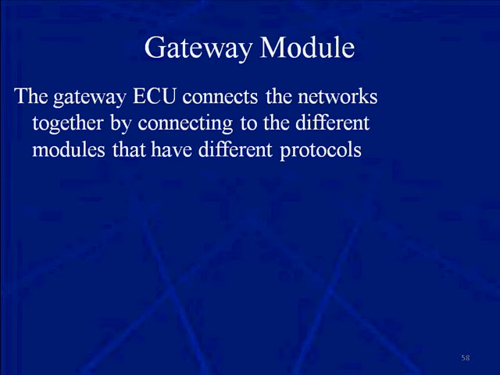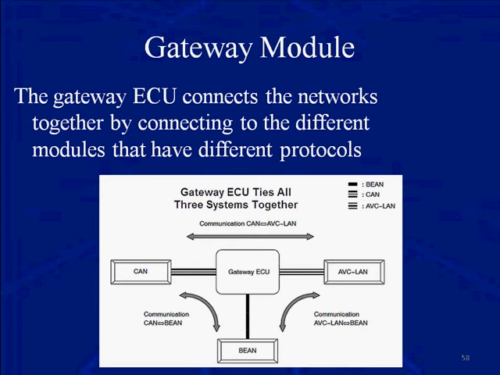Now the gateway module connects the networks together by connecting the different modules that have different protocols. So the gateway module sits in the middle there, and you can see CAN, HVC LAN, and BEAN surrounding it with the appropriate schematic drawing there. The CAN, two thick with a thin in the middle, the HVC LAN, two thin with the thicker in the middle, and the BEAN being single there.